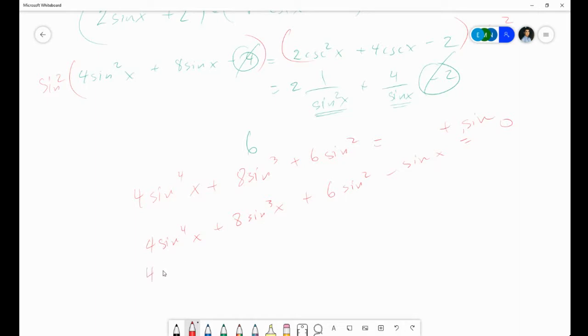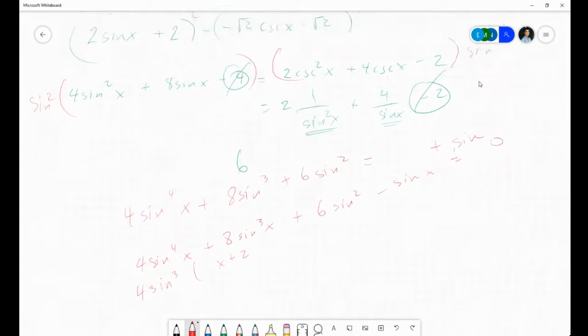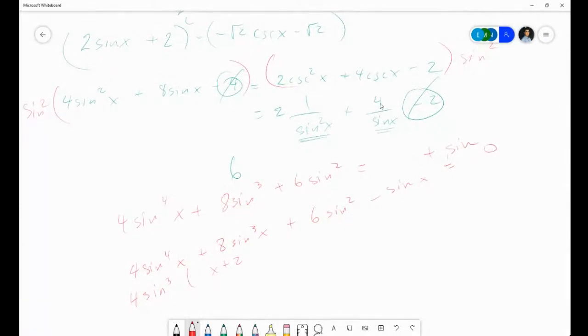So I can take out a 4 sine cube here. So that leaves me with x plus 2. Is that it? Oh, wait. Did I mess up something? So that -2 over there, when it goes to the left-hand side, that should be 8, right? Wait. 8 or 4? It's 4, right? It shouldn't be, oh, hold up. Cosine 2 is 2 over there.